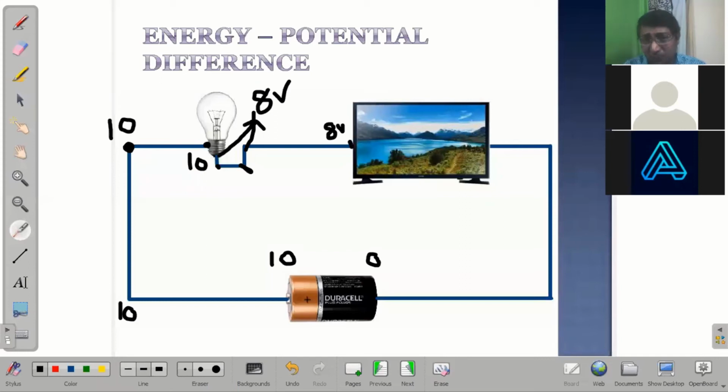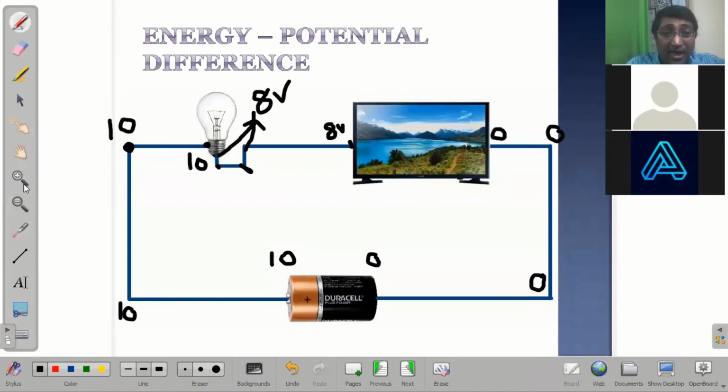Any guesses, guys? At this point, it is 8 volts. How much energy would this point be? TV consumes more energy than bulb. So how much energy would it be? Right, so let's move backwards. This is 0 volts. Since there is no new battery between these 2 points, there's no new battery between this point and this point. If there's a battery, then it might increase. So this is 0. And since this is 0, this one also has to be 0.